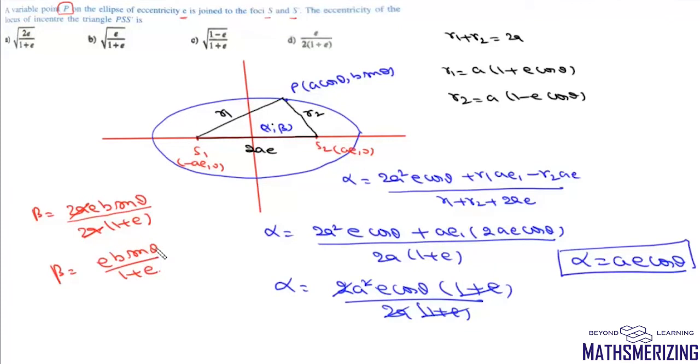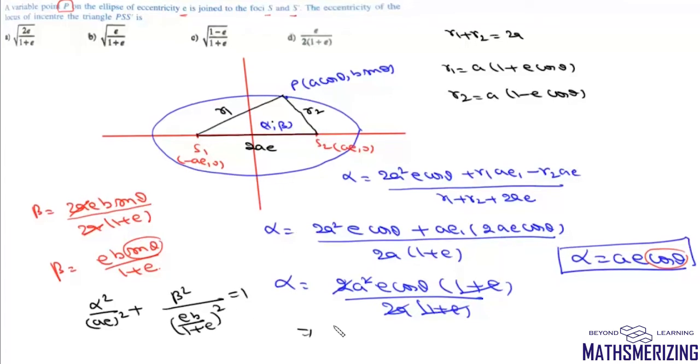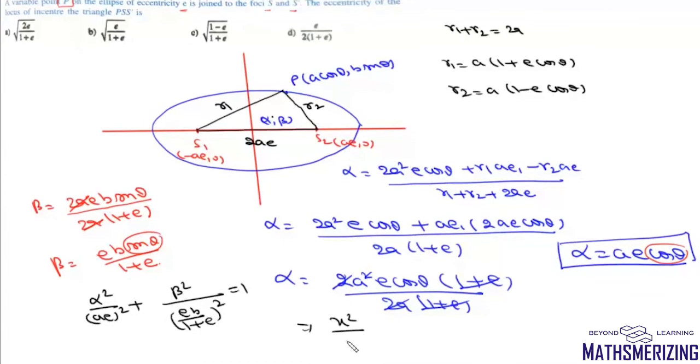Now once we have alpha and beta, we need to eliminate theta. So we write cos square theta plus sin square theta equals 1. So we'll get this equation as alpha square upon AE whole square plus beta square upon EB upon 1 plus E whole square equals 1. So the locus of the in-center will be x square upon AE whole square plus y square upon EB upon E plus 1 whole square, equal to 1.